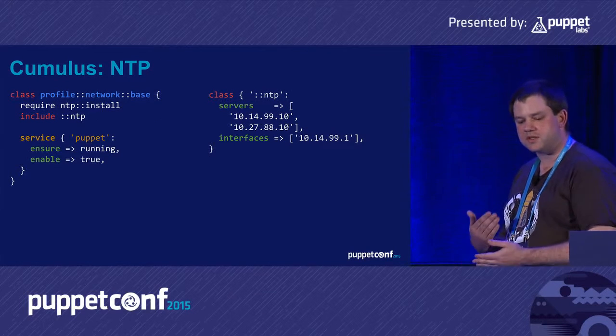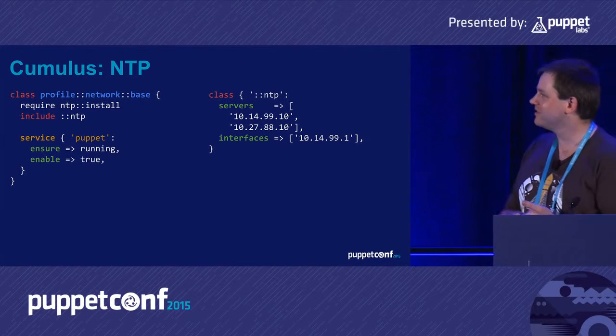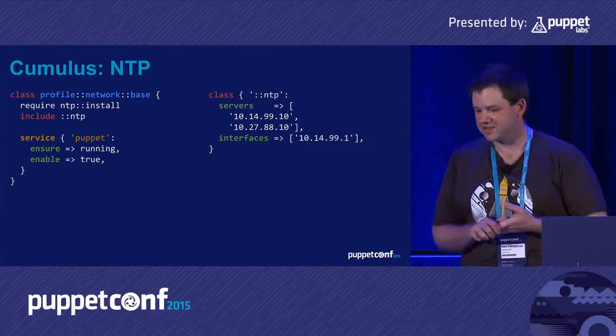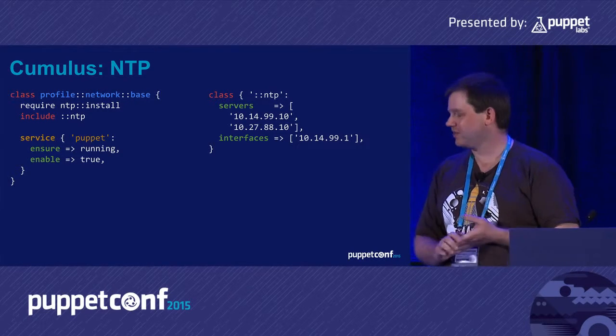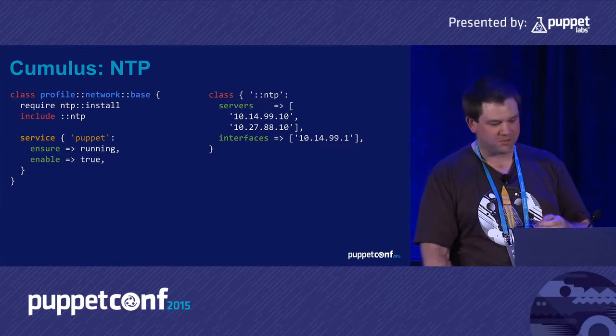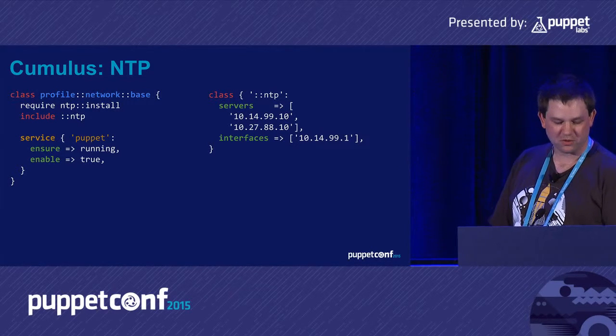Moving on, Cumulus. You don't really see anything Cumulus in this slide. This is the Forge NTP module, and we're using the native NTP class, and you would just configure it like you would on your system.